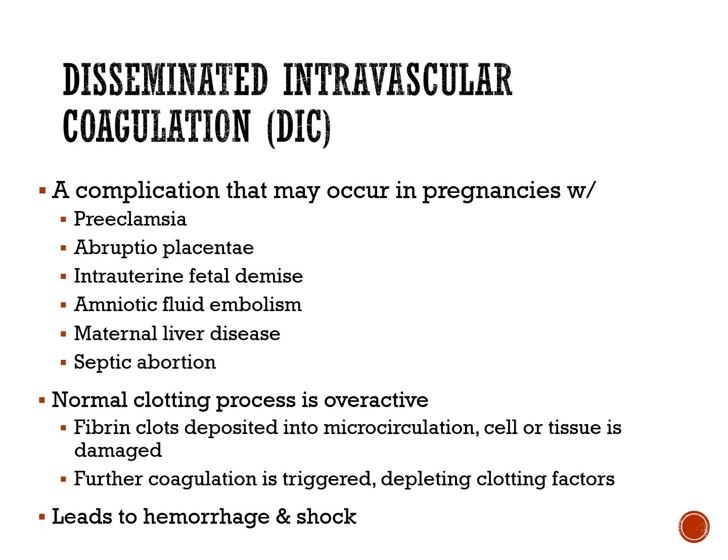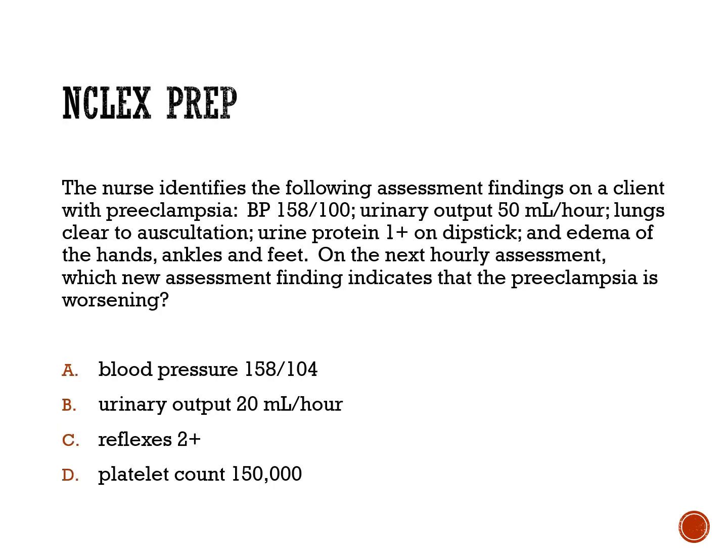process is overactive. So those fibrin clots get deposited into the microcirculation. The cellular tissue is then damaged. Further coagulation is triggered, depleting clotting factors. So they all gather in one place, and then they don't have anywhere else. So they then begin to hemorrhage and go into shock. If you look at page 307 in your book, it gives you more information about DIC. So let's look at some practice questions.